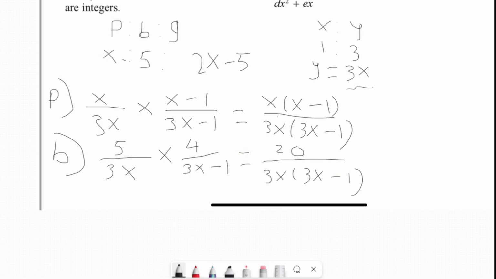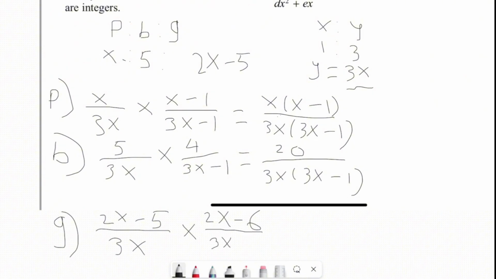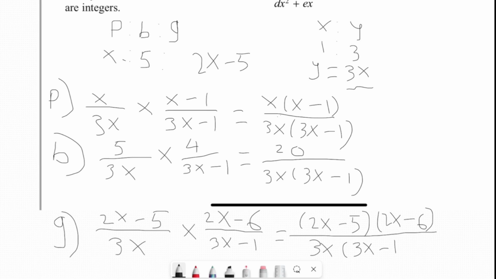And then we just do the same for the green counters. For green, we've got 2x minus 5 over 3x multiplied by 2x. And this time it's minus 6. Remember, we are taking 1 away from the numerator and the denominator over 3x minus 1. And then if we were to multiply that fraction together, we'll get 2x minus 5 times 2x minus 6 over 3x times 3x minus 1.